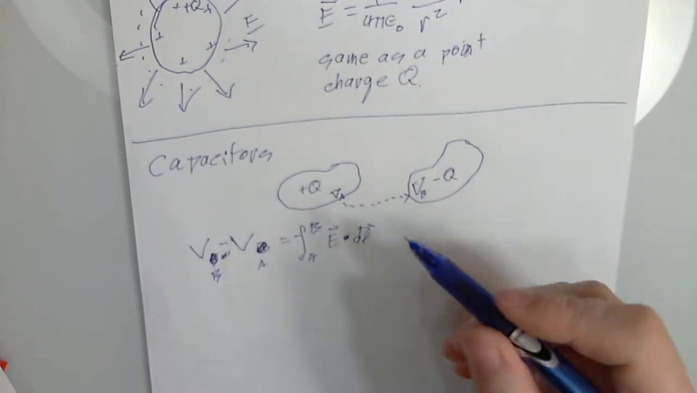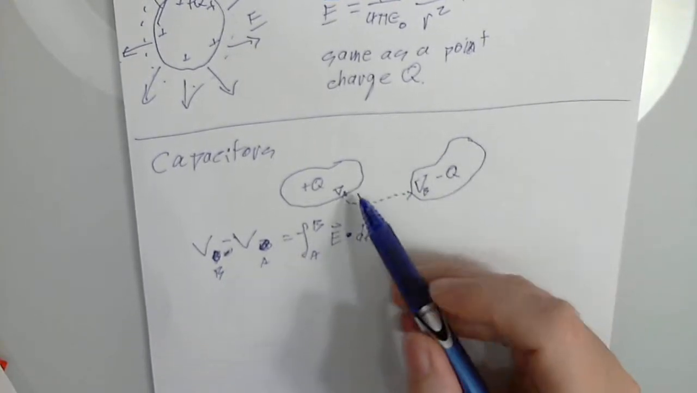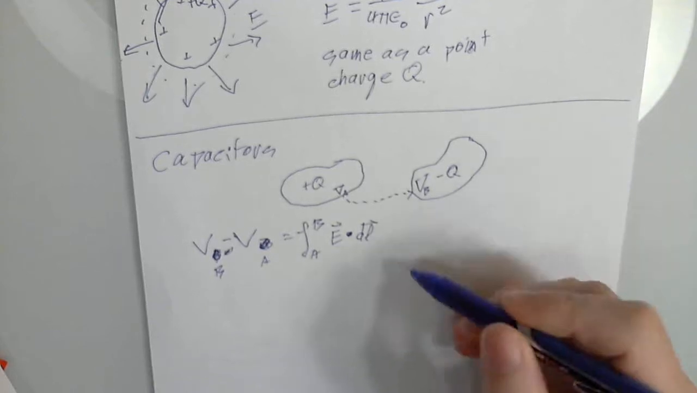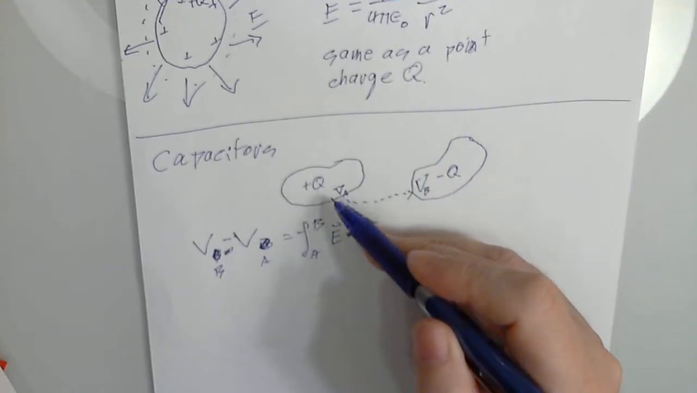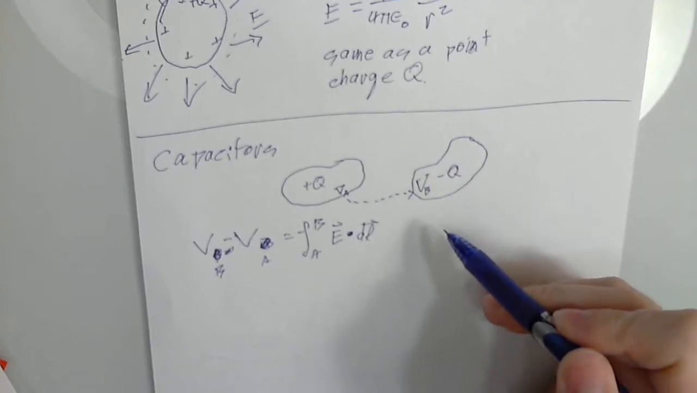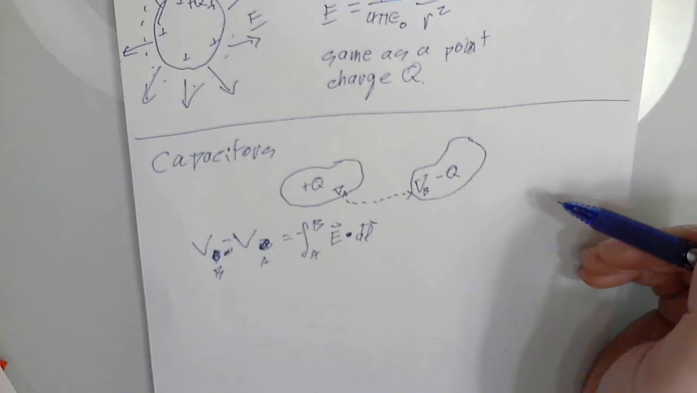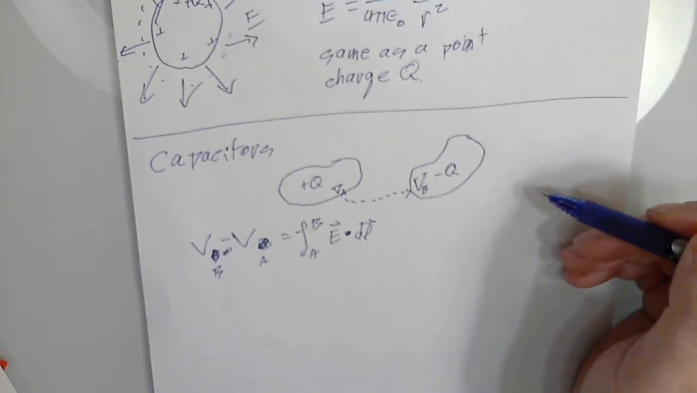Well, that's all well and good. The electric potential depends on the electric field, but it's going to be very hard for me to calculate the electric field in here, because while it's zero inside the conductors, it is anything but zero outside the conductors, and it could be quite complicated. So it's going to be hard for me to actually do this calculation.